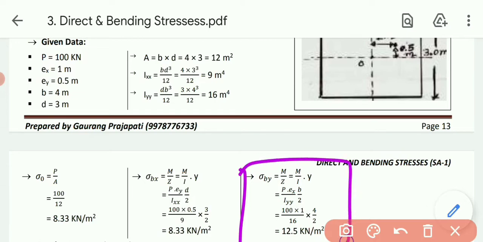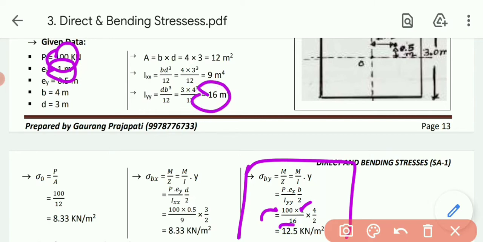Then sigma By, the formula will be P into Ex divided by Iyy into B by 2. So P is 100, Ex is 1 meter, Iyy is 16, into B by 2, B is 4 meter, that is 4 by 2. Simplifying this, I get sigma By as 12.5 kilonewton per meter square.